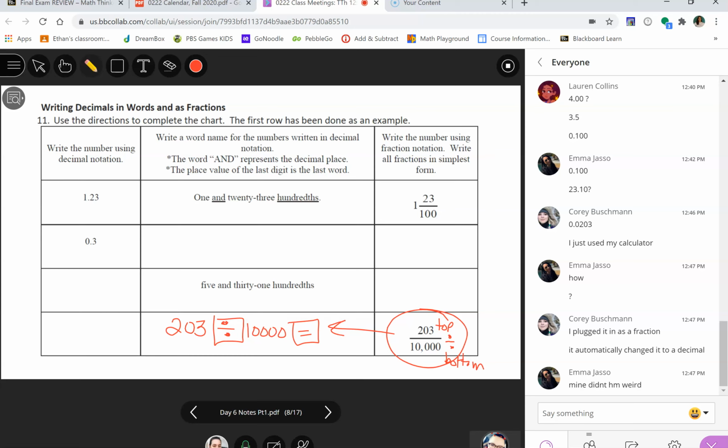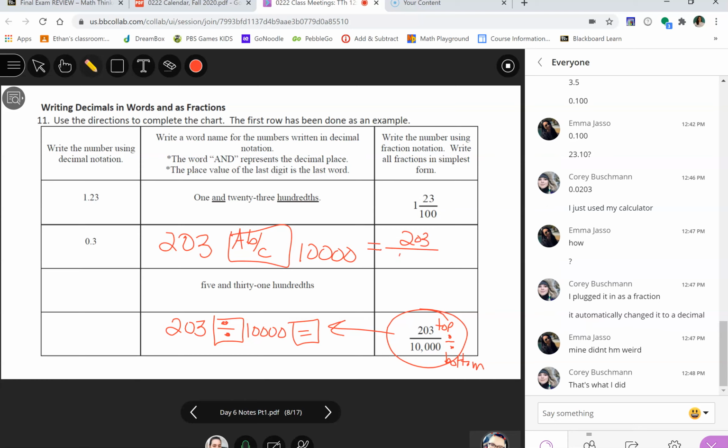Yeah, Emma, some calculators are automatically programmed to default to decimals and some aren't. Usually if you use a fraction button, so if I typed in 203 and then my fraction button, 10,000, my calculator will keep it as a fraction. But if I type in, instead of the fraction button, the division button, where it says add, subtract, multiply, divide, it'll default to a decimal.